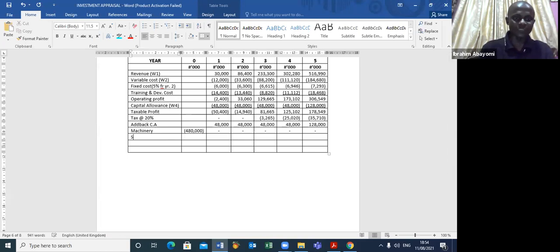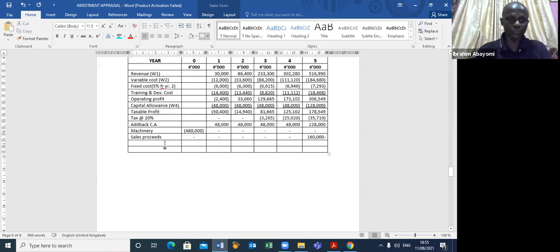Now, scrap value, which is the sales proceed. The sales proceed is an inflow of 160,000. That is sales proceed at the end of, what's wrong with this one? Okay, so it's going to be positive because we are receiving money from the sales. So it will be treated as positive and it's going to be sold at the end of the project.